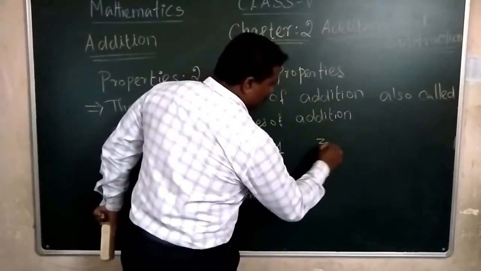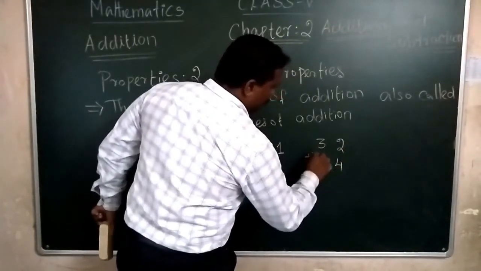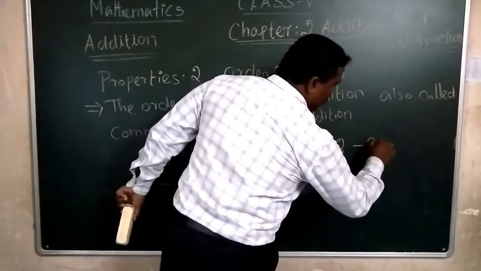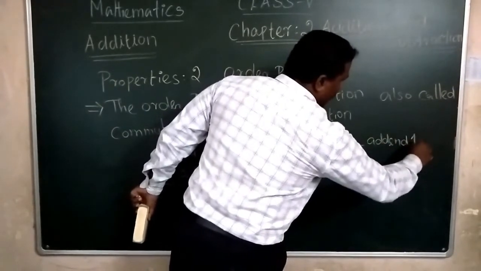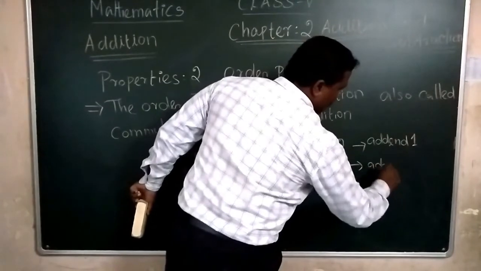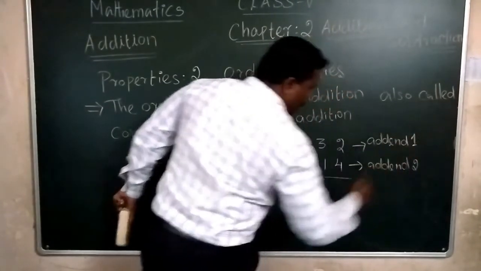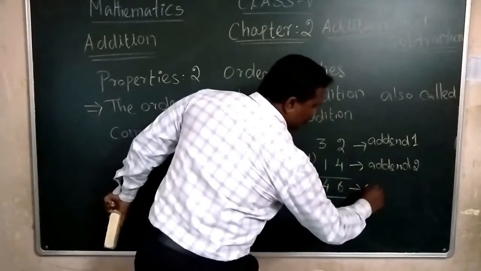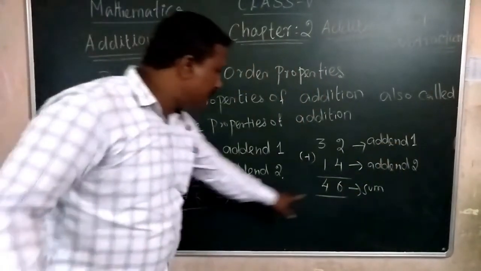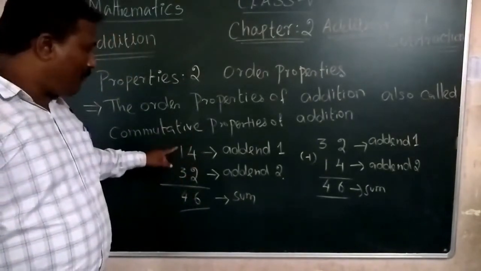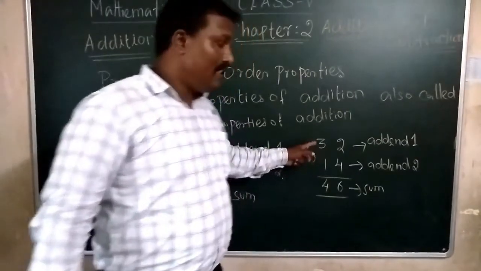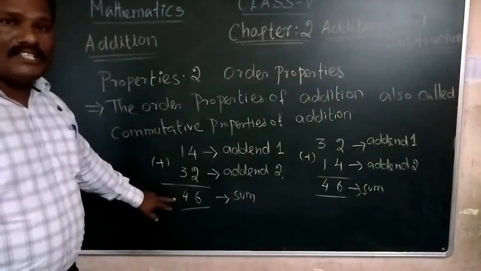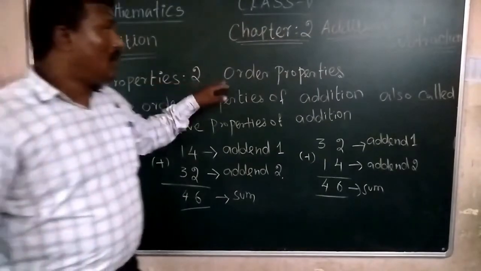So what I will do is write 32, 14. Now it's the first addend, addend 1, and addend 2. Now if you add 2 plus 4, 6, 3 plus 1, 4. If you look at it, both sums are the same, but I changed the order. Here 14 is the first addend, but here 32 is the first addend. So I changed the addend positions, but the answer does not change. That is what the order property of addition says.